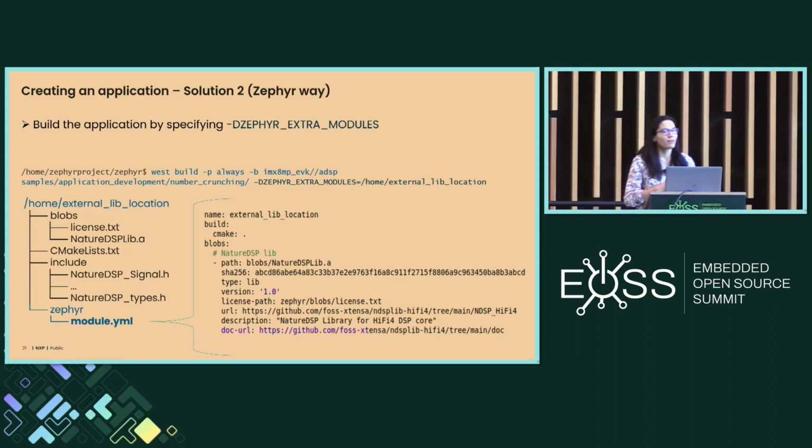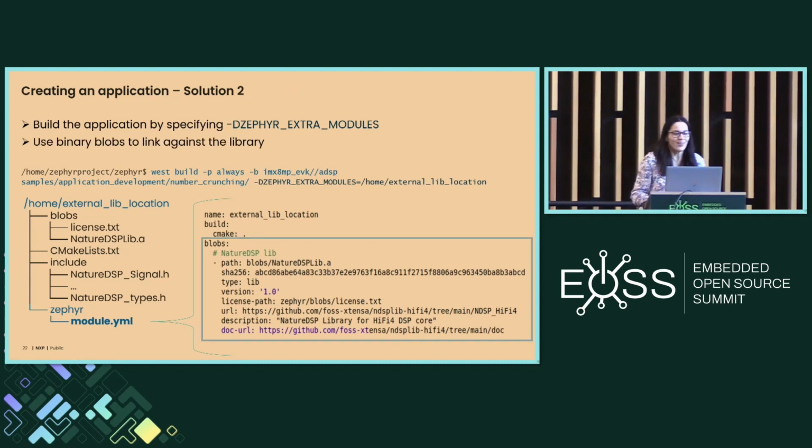And next, we define a blob. Let's see what's a blob. Okay, so with this solution, we use binary blobs to build with our external lib location. So what is a binary blob? A binary blob is proprietary machine code and data built in a binary file, and its source code is not released under an open source initiative license.